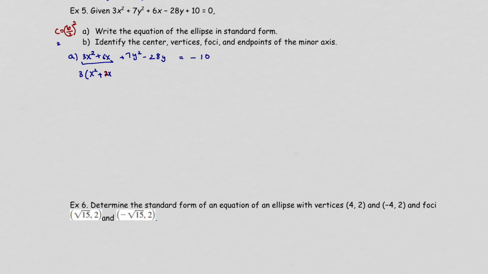So it will be 2 over 2 squared. That's 1 squared, so it will be 1. So you're adding 1 to make these 3 terms perfect square form. And you do the same thing for the y value.